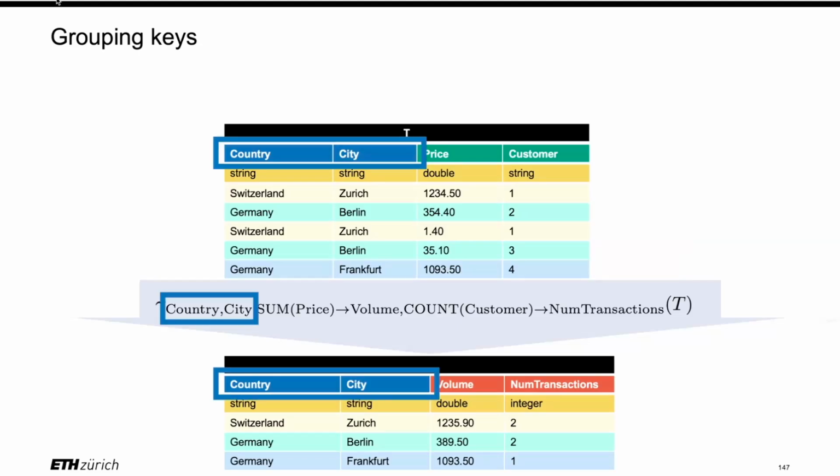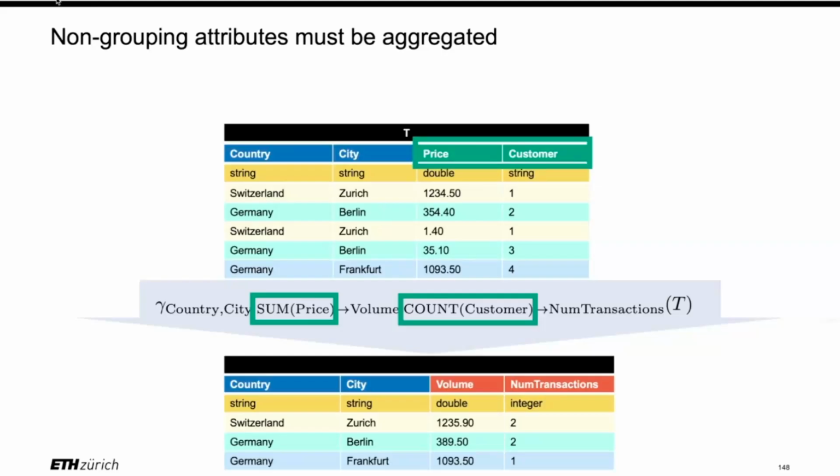Now a bit of terminology. Looking at this, country and city are called grouping keys. Grouping keys are the attributes that we use to create our groups, right? And every distinct combination of these attributes gives us one group. So these are called the grouping keys. Then we have the other attributes that are not grouping keys. So these are the non-grouping attributes, if you want to call them that way.